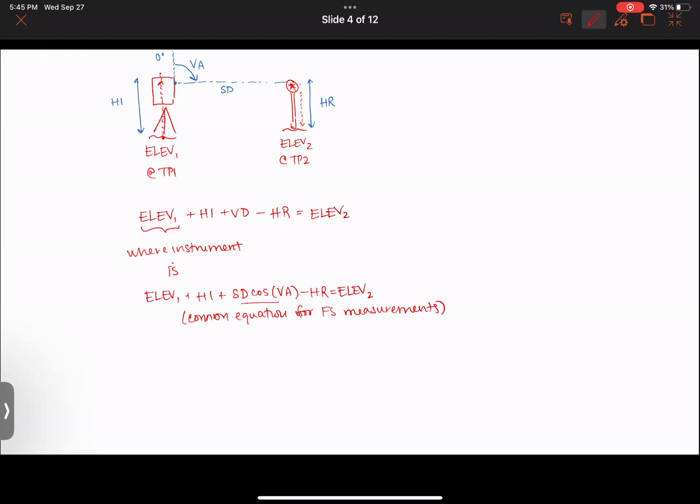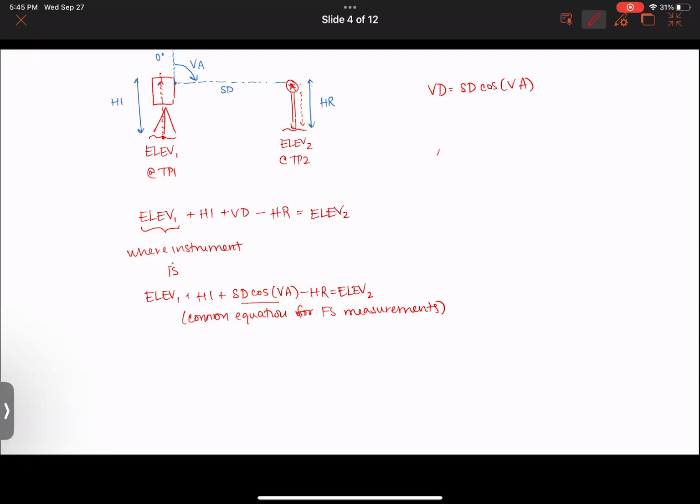That vertical distance component is sometimes sort of weird, and there are different ways of thinking about this. So vertical distance, I often define as slope distance times the cosine of that vertical angle. You might say, well, is this always true? And I'd like to give you two different examples.